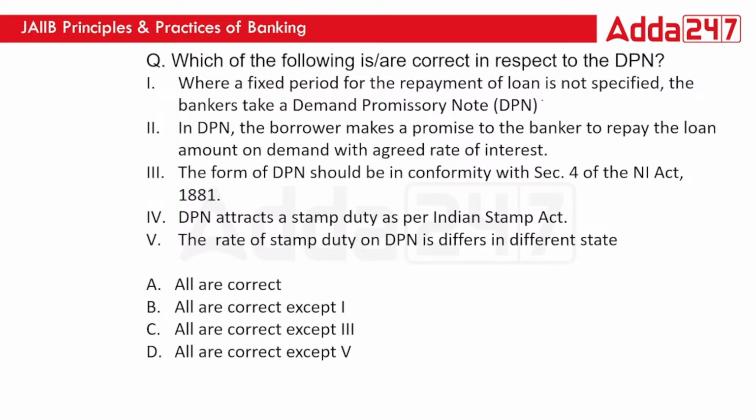So we have seen that this is true, that if there is no fixed period for repayment, DPN can be taken. In DPN, borrower makes promise to banker to repay the loan on demand with agreed rate of interest. This is also true. The form of DPN should be in conformity with Section 4 of the NI Act 1881. This is also true. DPN attracts stamp duty as per Indian Stamp Act. This is also true. The rate of stamp duty on DPN is same throughout the state. So this is wrong, and that is why the right answer is D.